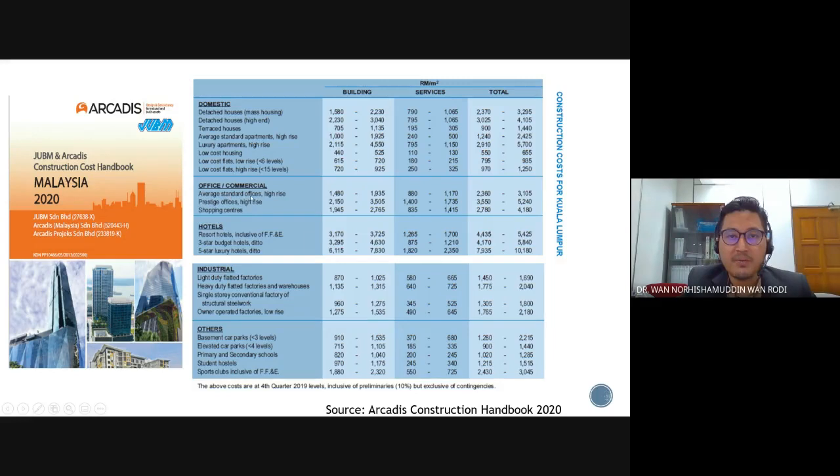So average standard offices high rise is between 1480 to 1935. Okay, prestige office is higher than the average standard because the quality of the materials is of course better than the average standard offices. Okay, and then we have the shopping centers between 1945 to 2765. So we can use this as our basis within the calculation in residual method. Okay, so within this construction handbook, you can also view other types of project costing.